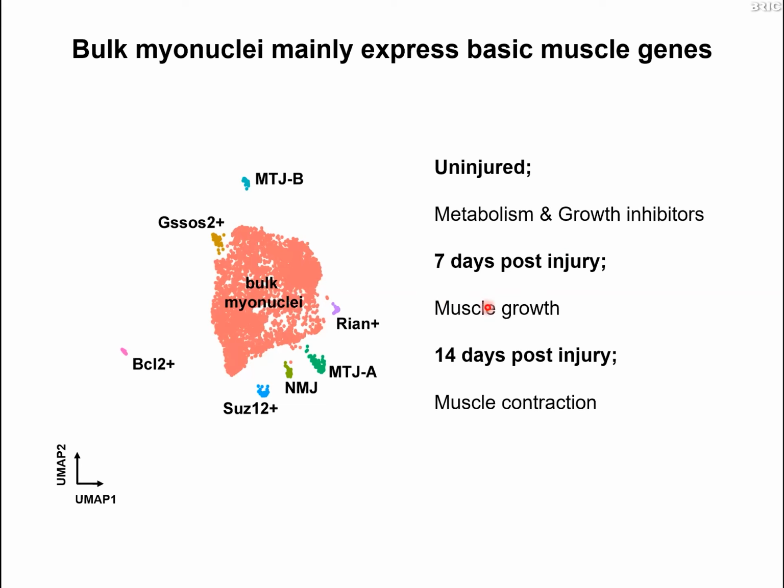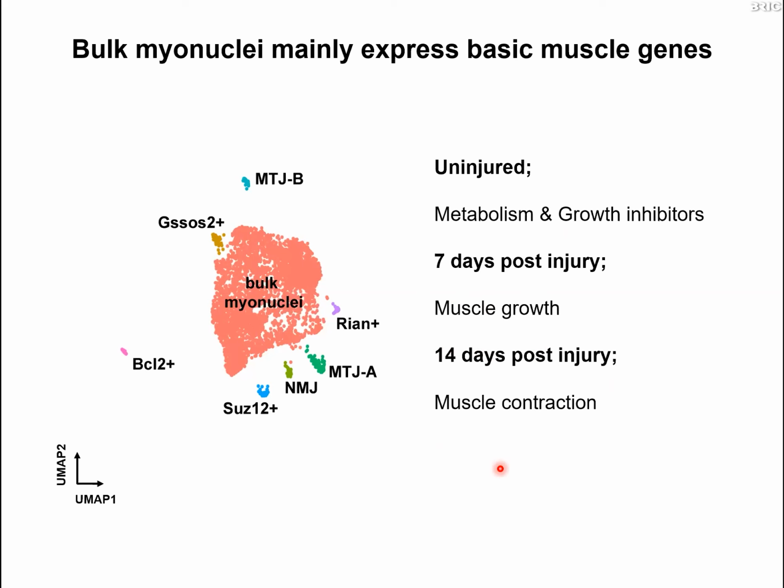Now, if you focus at the early time point of regeneration, you can find genes that have been implicated in active muscle growth, such as IGF-1. And this makes a lot of sense because at this time point, the muscles need to grow back. Now, if you focus on late time point of regeneration, many of these marker genes were involved in muscle contraction, indicating that the overall muscle function is getting regained at this time.